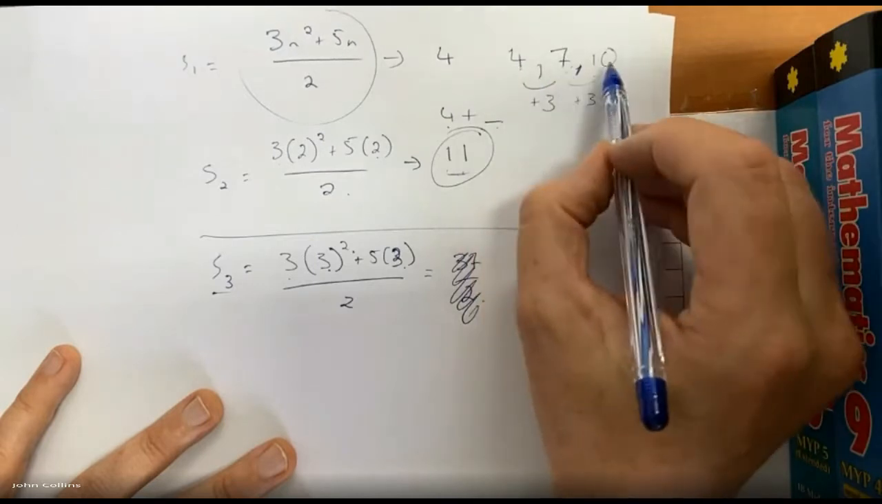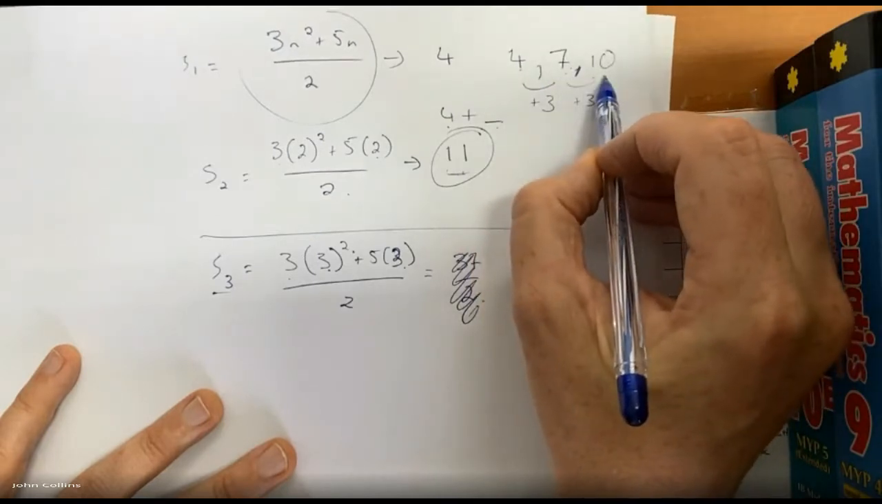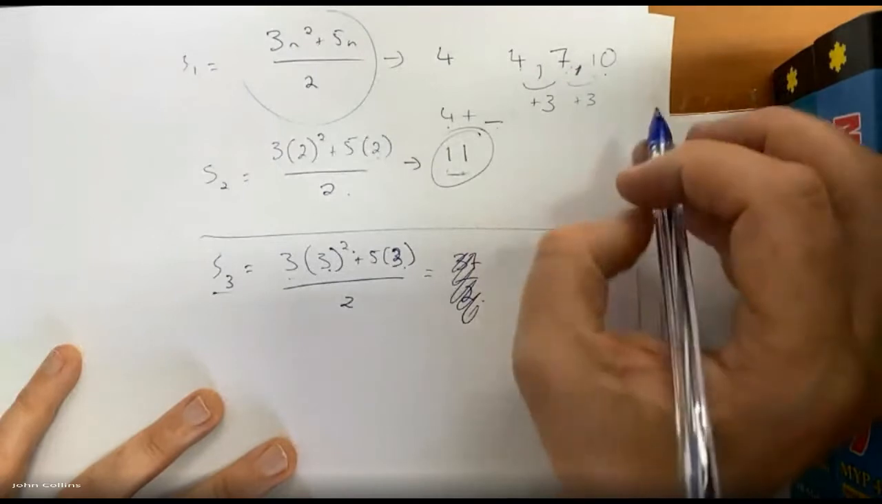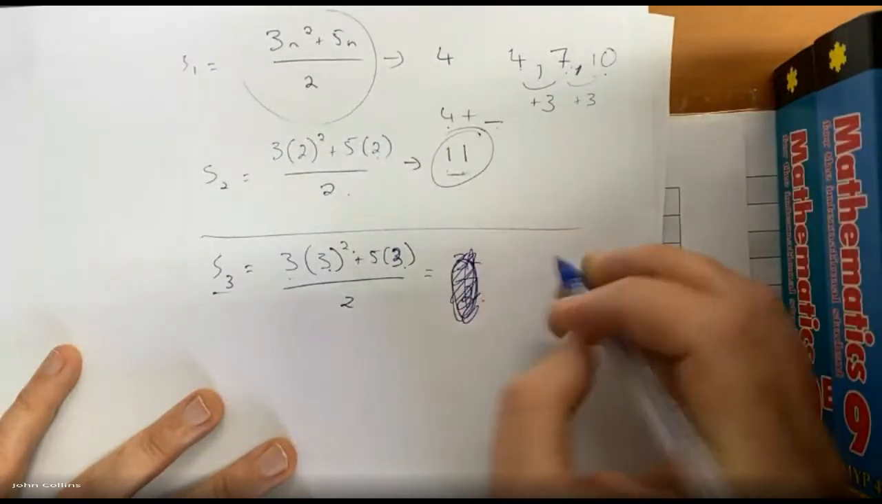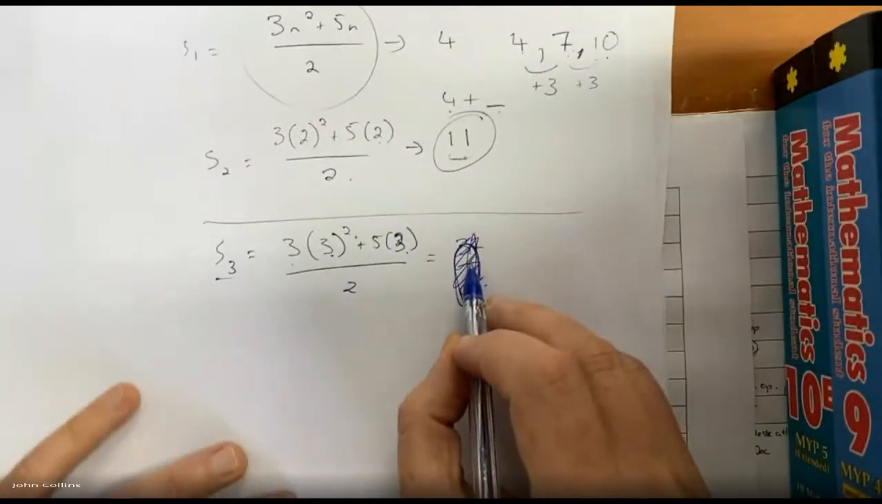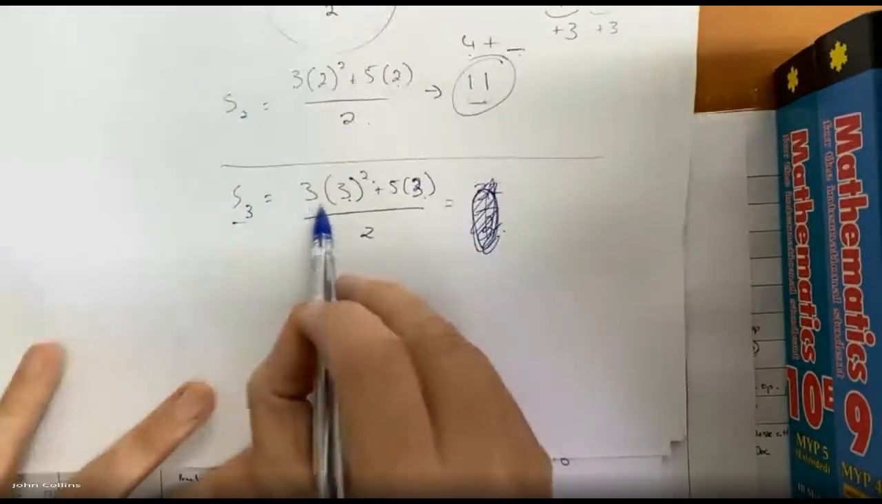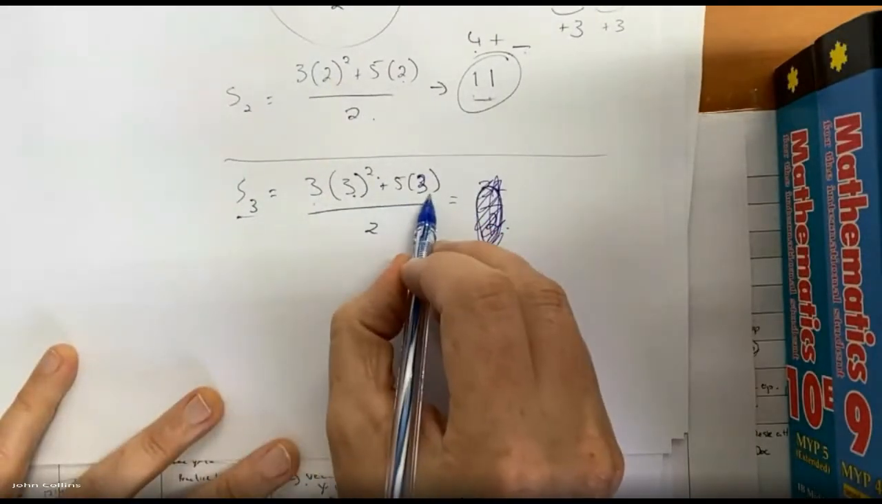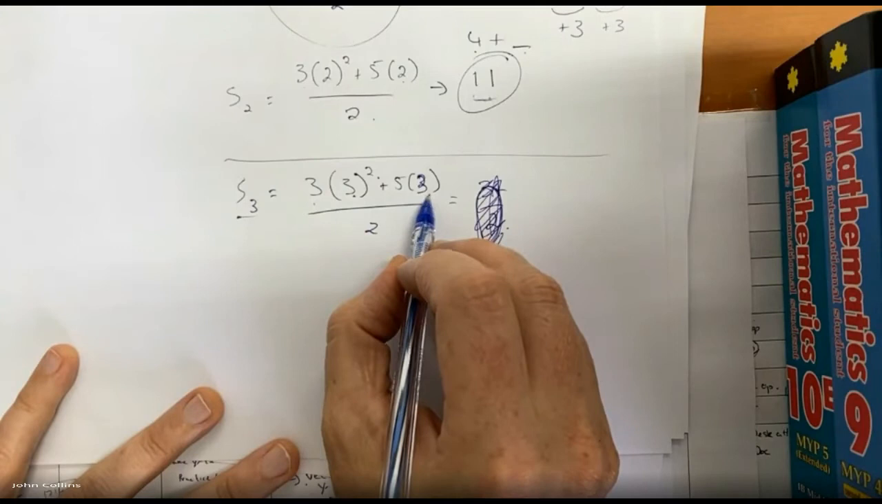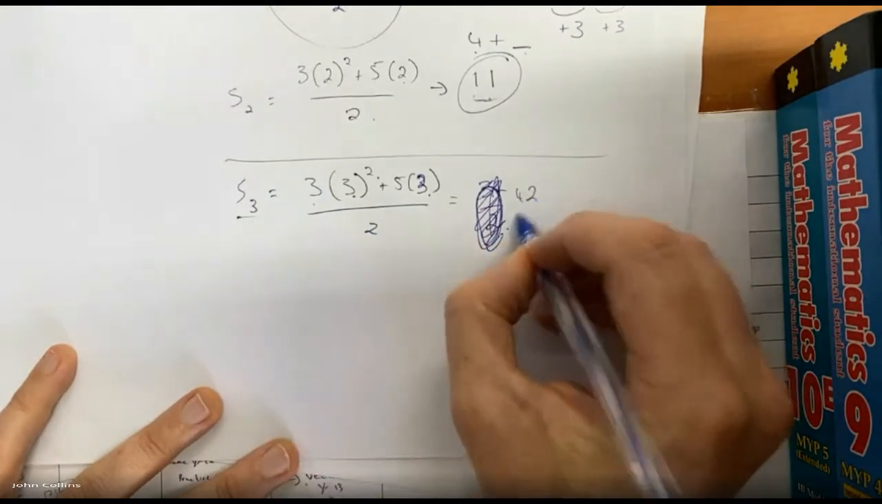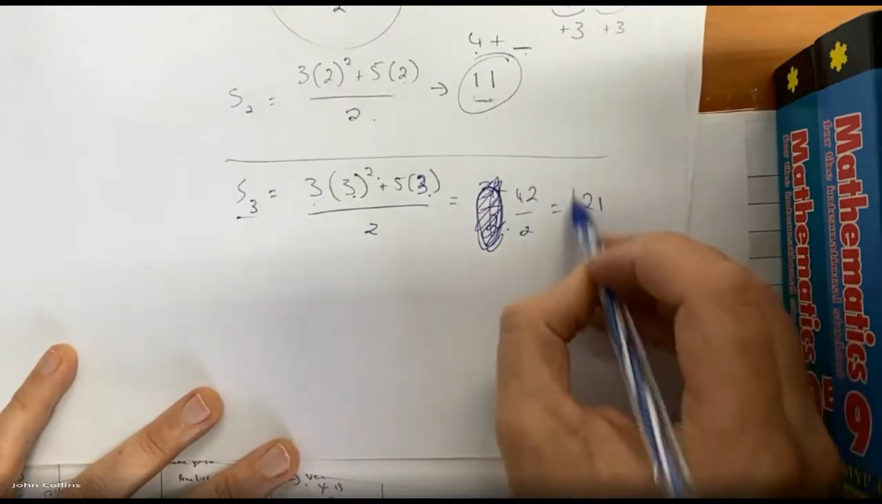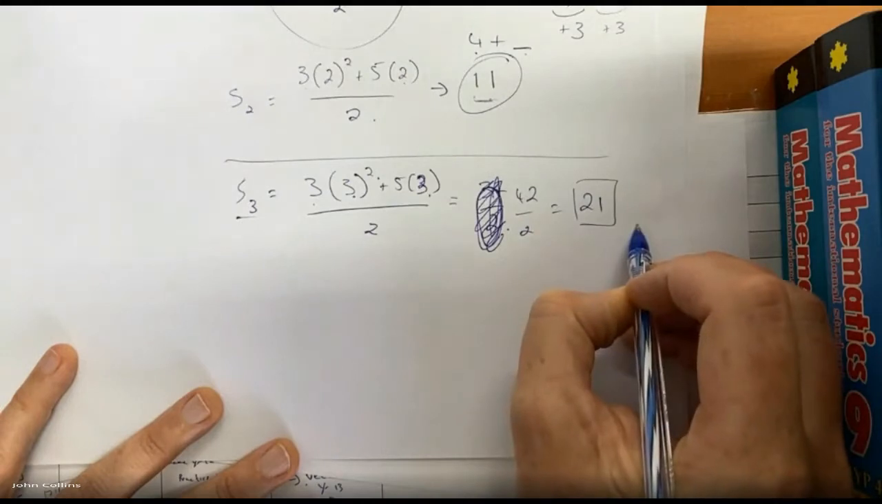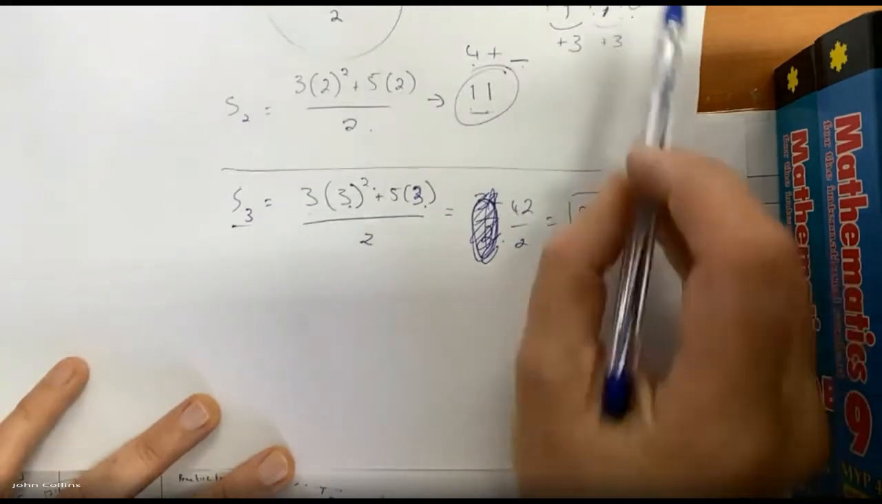4 plus 7 plus 10 is 21. So what I want from this is not 37 over 2. I want 21 from this. Let's see, does it work? So that's 27 plus 15 is 42 divided by 2. Yeah, it's 42 over 2, which is 21. Okay, so that is the next term. 10 is the next term.